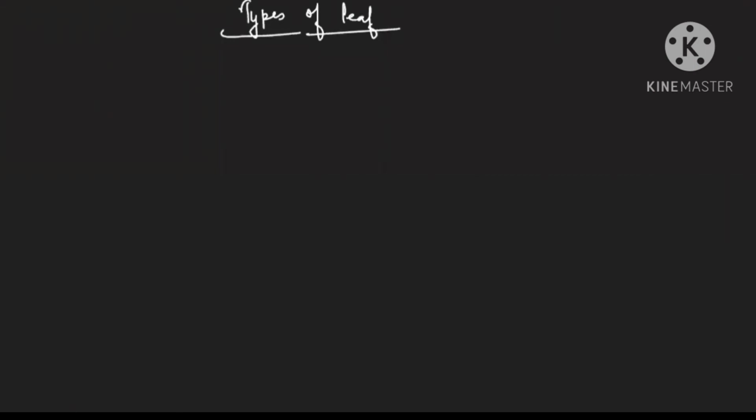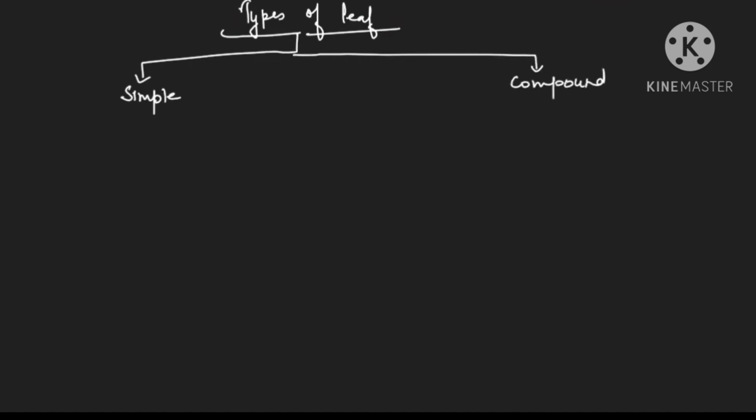Now see, types of leaf: two types are there, simple leaf and compound leaf. Depending upon the incision: if the incision has reached to the midrib or tip of the petiole, then only we say compound leaf, otherwise we say simple leaf. Try to understand through the diagram. See here, this is your simple leaf. Lamina is entire, okay, there is no incision.